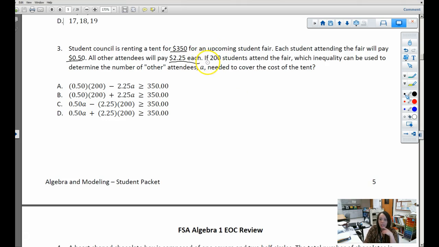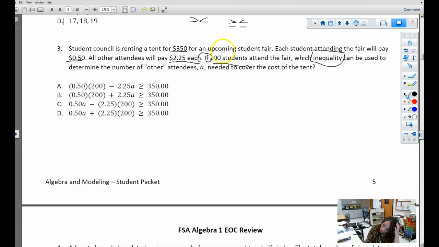So here we have an if. If 200 students go to the fair, which inequality? So we saw an equality question before. An equality question had that word equal in it. That means it's an equal sign. An inequality, I'm going to put a box around this. Inequality means it's going to be less than or greater than, or greater than or equal to, or less than or equal to.